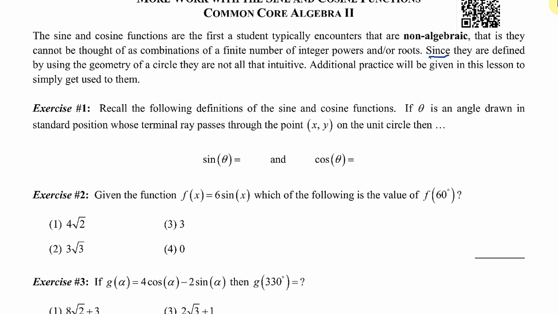If theta is an angle drawn in standard position, whose terminal ray passes through the point (x, y) on the unit circle, then we recall sine of the angle goes with the y coordinate and cosine of the angle goes with the x coordinate. Okay, that's all that is getting at.